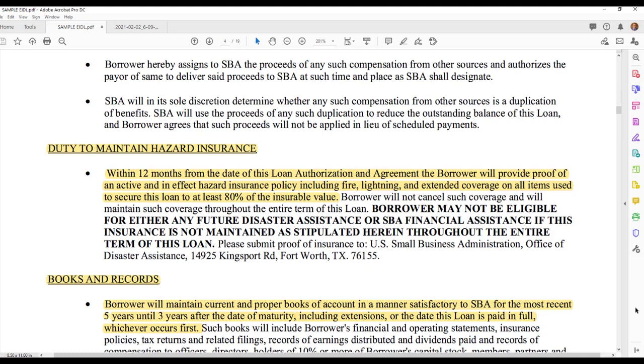Take this contract to your insurance agent. Say, hey, look, I got the EIDL loan. Here's what the agreement says. And have them give you the appropriate level of insurance to make sure you comply with the loan.